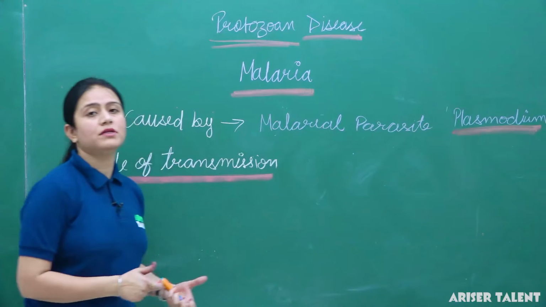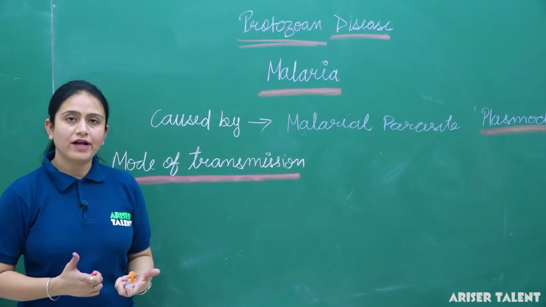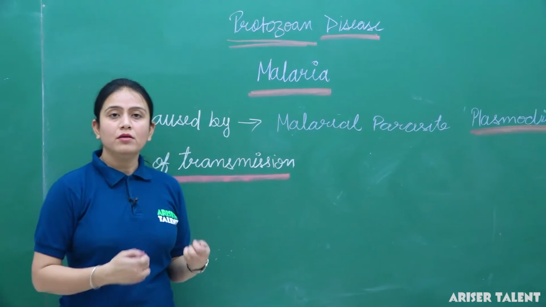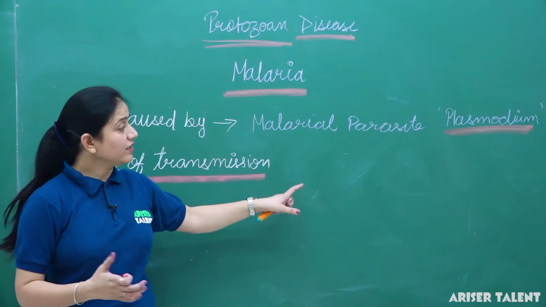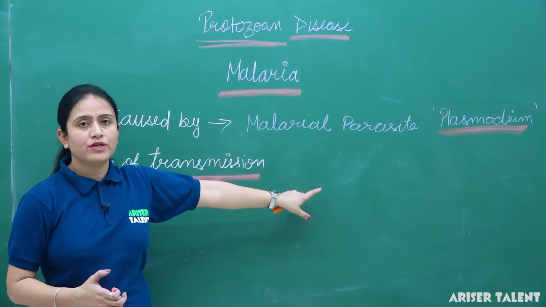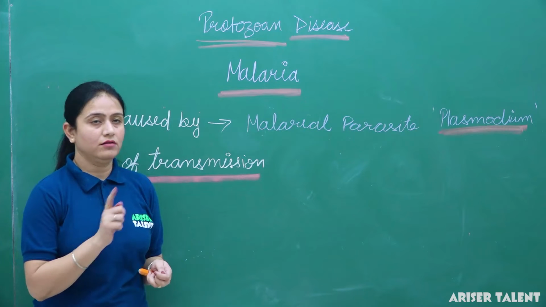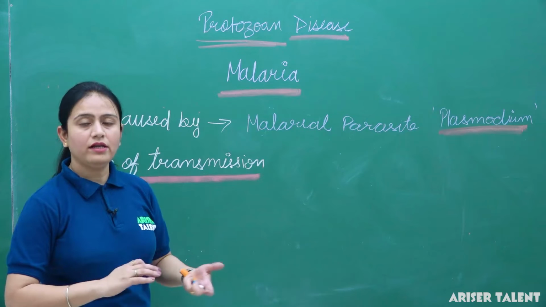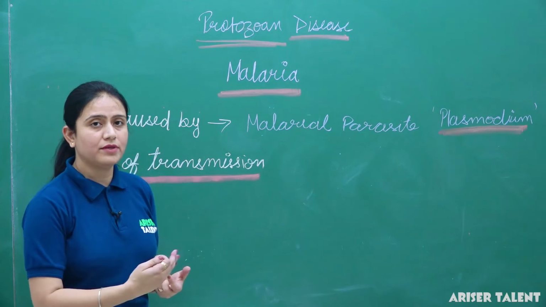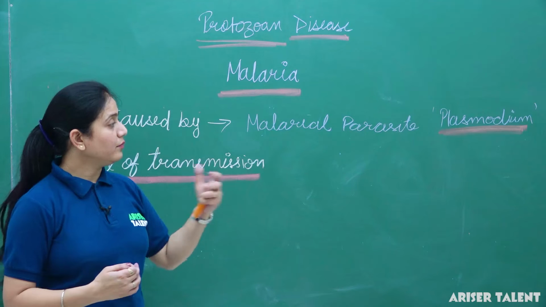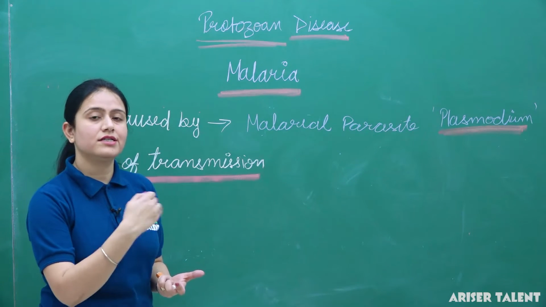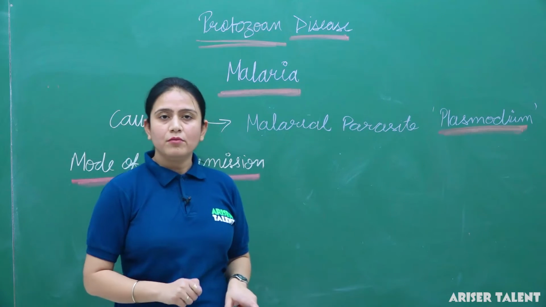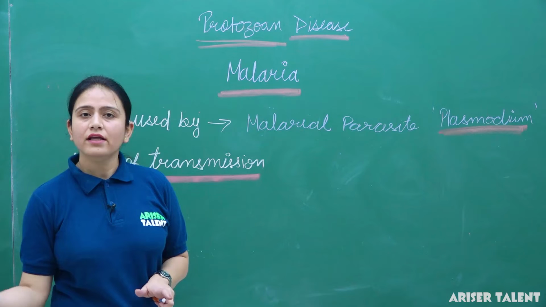Mode of transmission: when a mosquito bites an infected person, it sucks the Plasmodium parasites with the blood, and then this parasite moves into the salivary gland, means saliva. Then when this mosquito bites another healthy person, it releases parasite with the saliva there before sucking the blood, and then this other person gets infected.